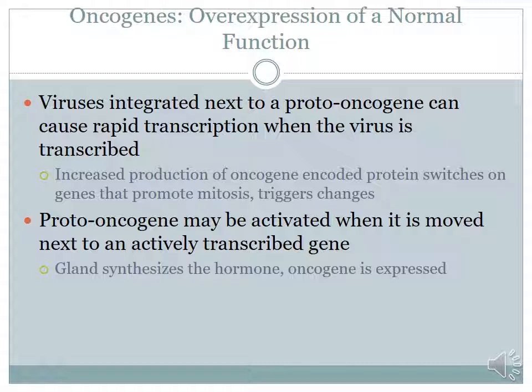Viruses integrated next to a proto-oncogene can cause rapid transcription when the virus is transcribed. This increases the production of the oncogene-encoded protein, which then switches on genes that promote mitosis, and it triggers various changes. The proto-oncogene may be activated when it is moved next to an actively transcribed gene, such as one for a gland that synthesizes a hormone, and the oncogene is expressed.